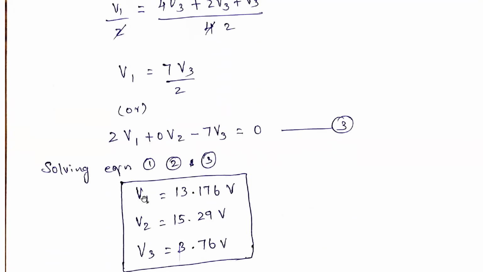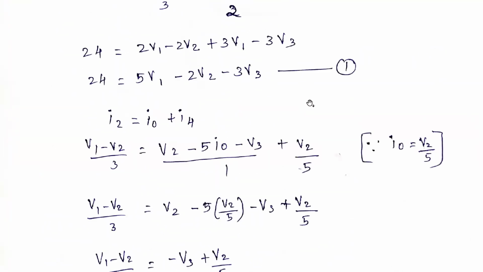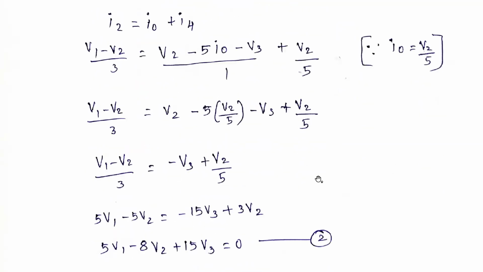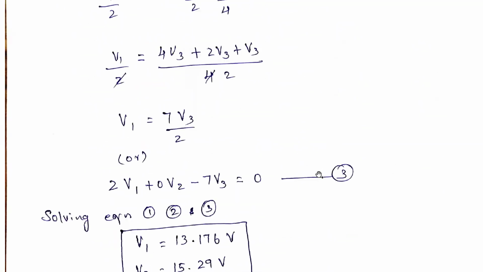While calculating, we get the answer as V1 is equal to 13.176 volts, V2 is equal to 15.29 volts and V3 is equal to 3.76 volts. So these are the three voltages we get while solving equations 1, 2 and 3. This is equation 1, this is equation 2 and this is equation 3.